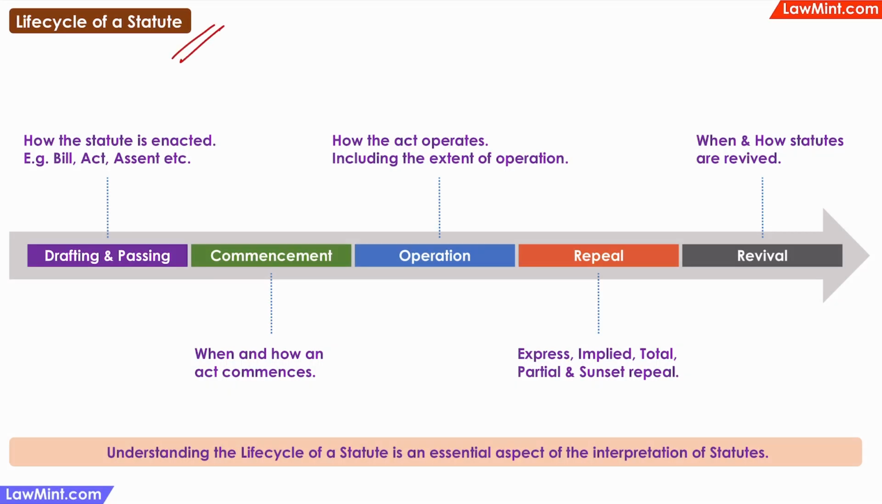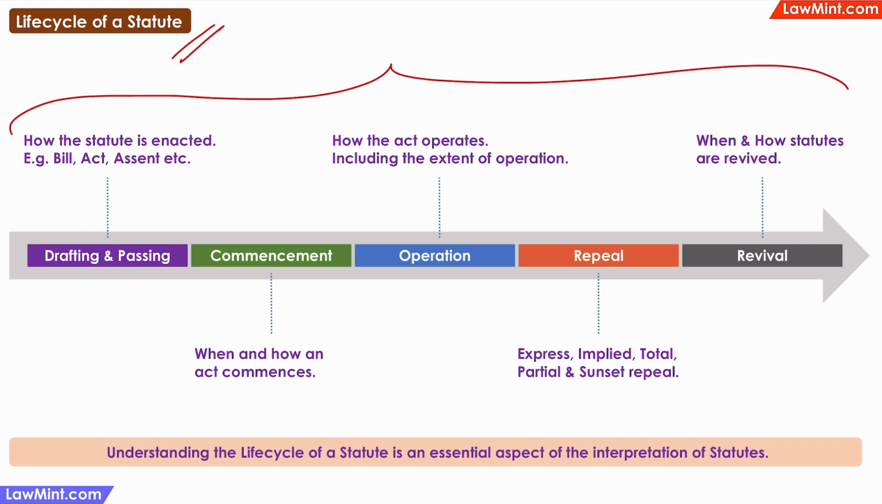This is the life cycle of a statute. Understanding the overall life cycle and knowing the specific details of a statute are very important in the interpretation of statutes. We have previously discussed how an act goes from being a draft to a bill. It gets passed by the parliament and gets assent from the president or the governor and becomes a statute. Knowing the specifics of how a statute was drafted and passed will help in understanding the legislative intent.